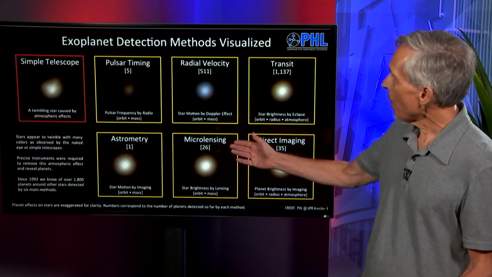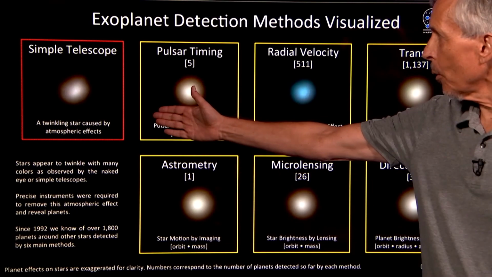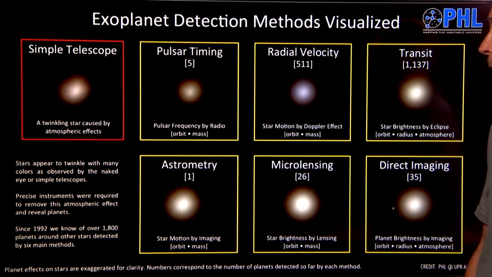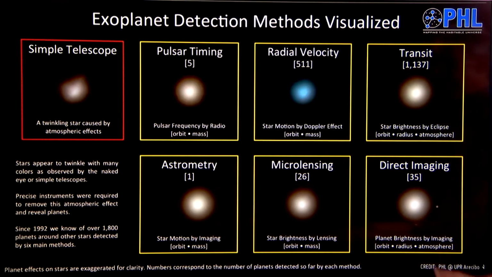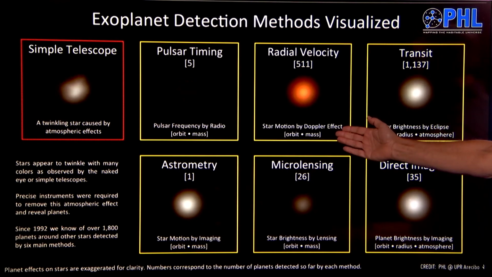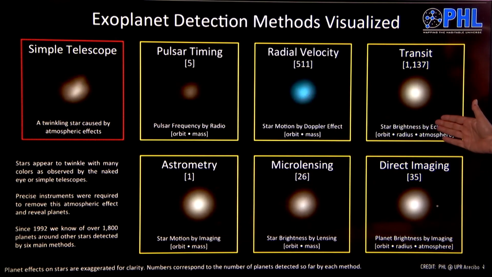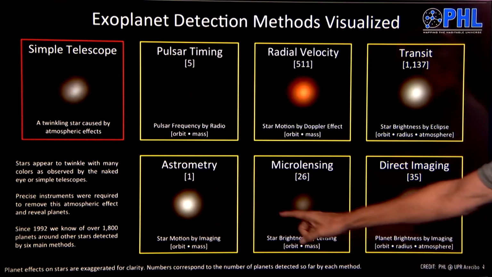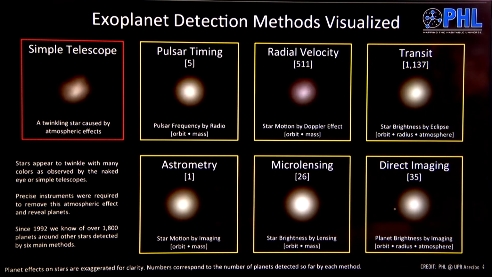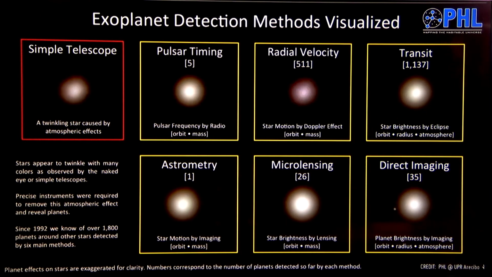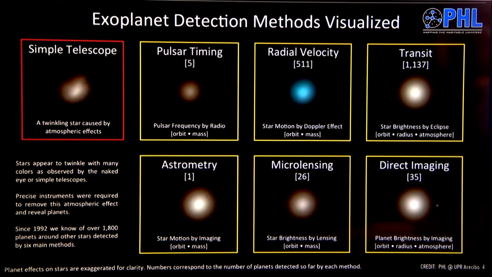Here we bring all the methods together. Simply, a telescope cannot detect exoplanets. Pulsars detected a couple in 1992. Many of the first discoveries used the radial velocity technique. Then transits took over, the small eclipse effect with the Kepler satellite. Astrometry has been used to find several, and microlensing is an important technique for low-mass planets. Finally, imaging has been successful in a few dozen cases.